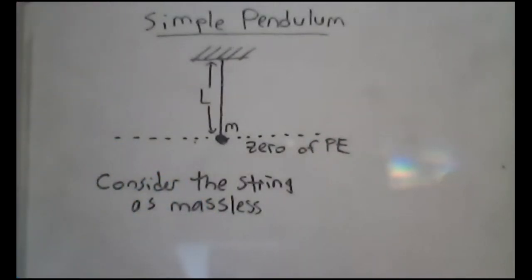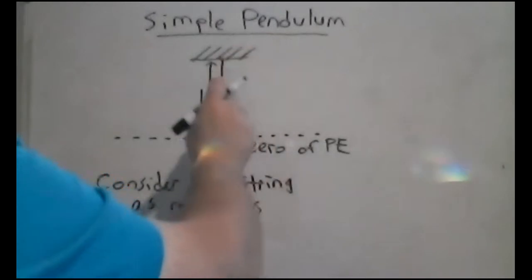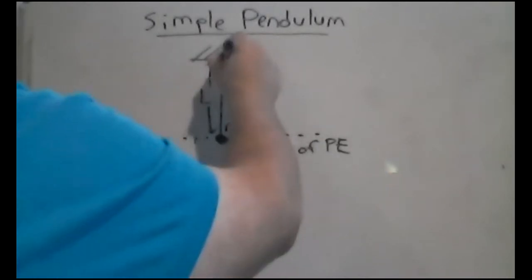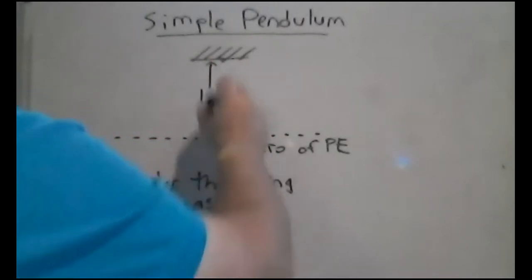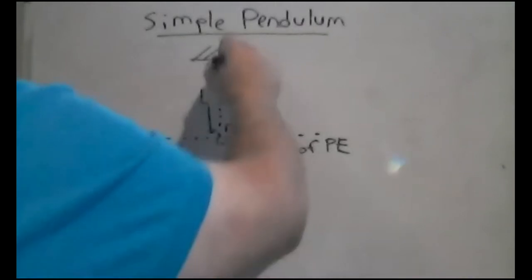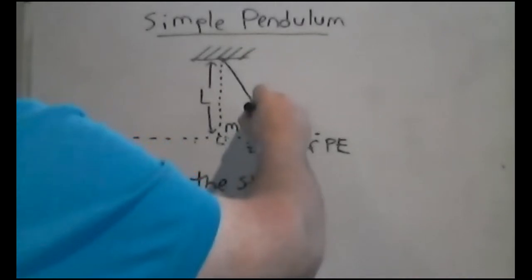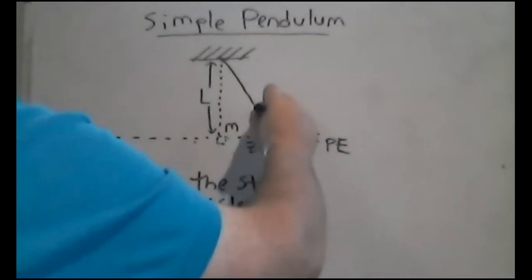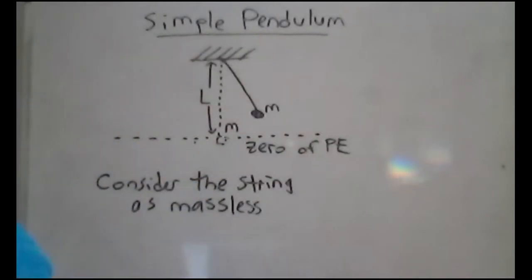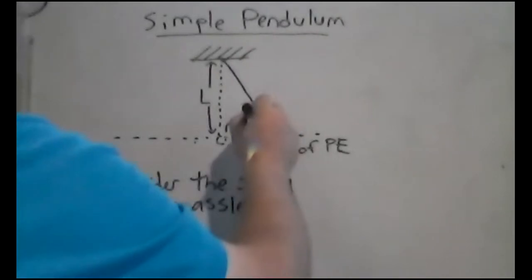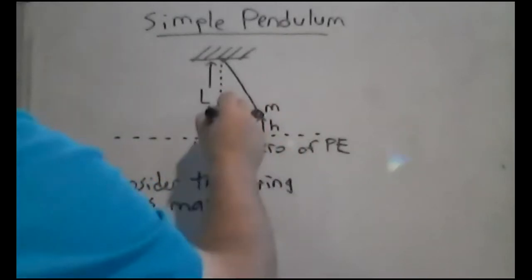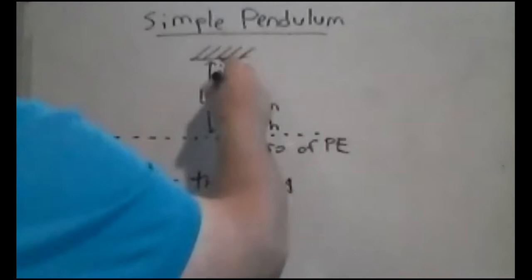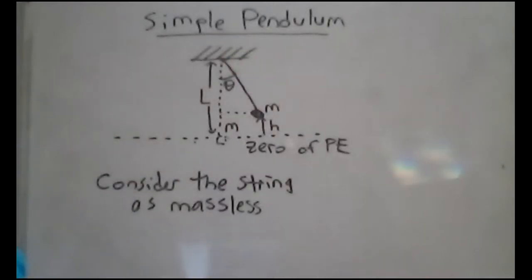And what do I want to do now? Well, I'm going to take the bob and lift it up a little bit. This is where it originally was, but now I'm going to put it over here. I'm going to lift it up by some amount h, and there's going to be some sort of an angle theta. So we can look at this and ask, what would that angle theta be?